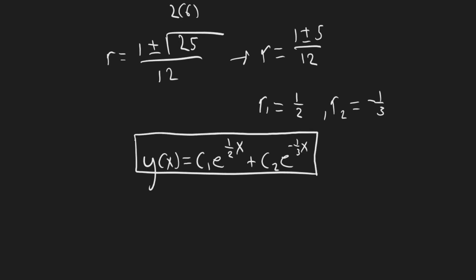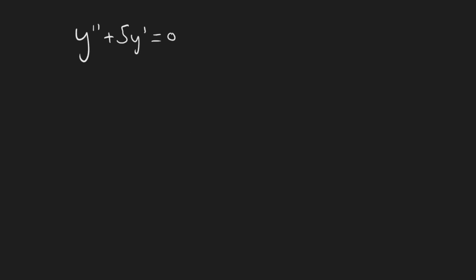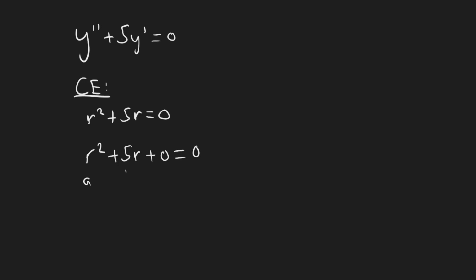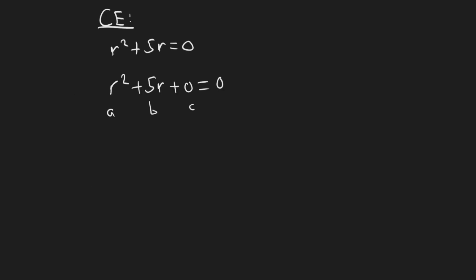All right, let's move on to one more example of this case of ODE. Okay, here we go. So always write your characteristic equation first. So we have r squared plus 5r equals 0. Okay, so this is kind of cleverly disguising the c term that we would use in the quadratic equation. So this is the same thing as r squared plus 5r plus 0 equals 0, where this would be a, b, and c.